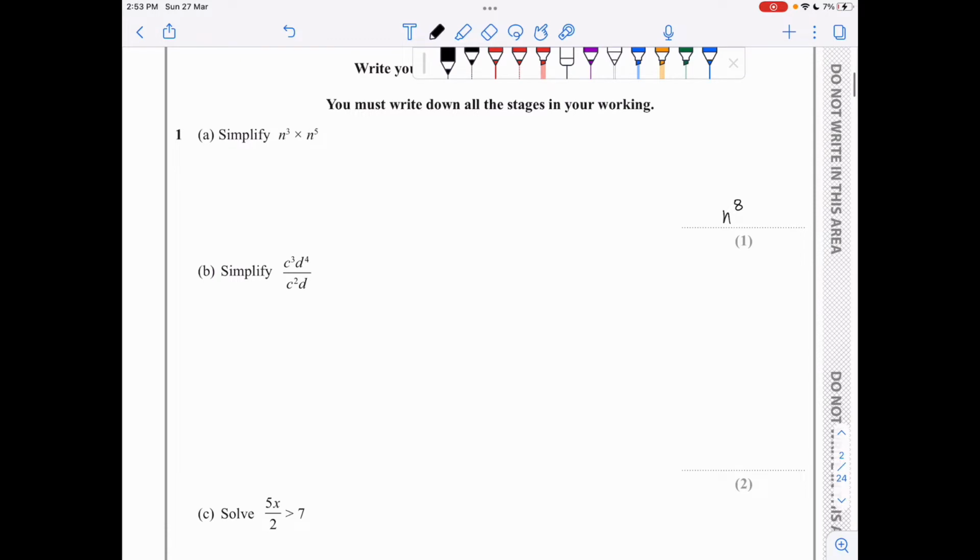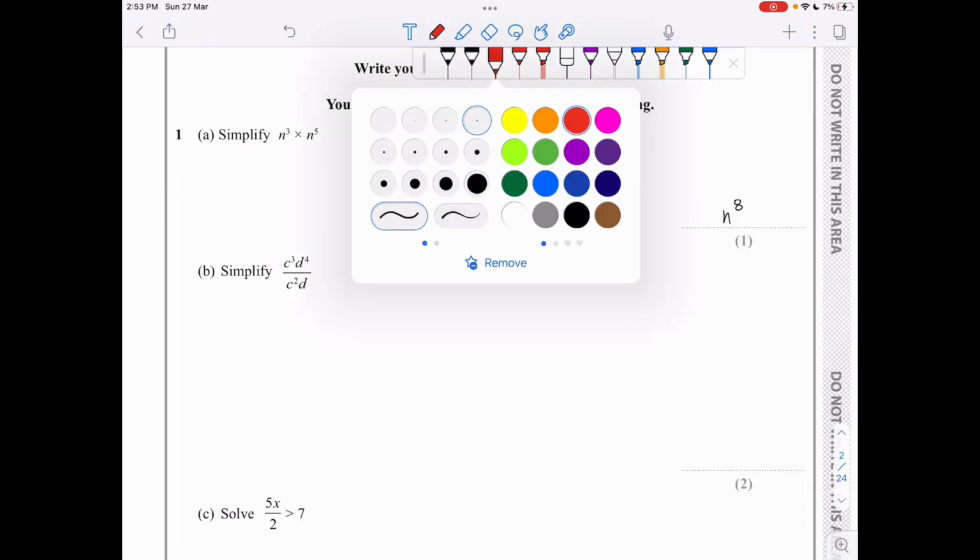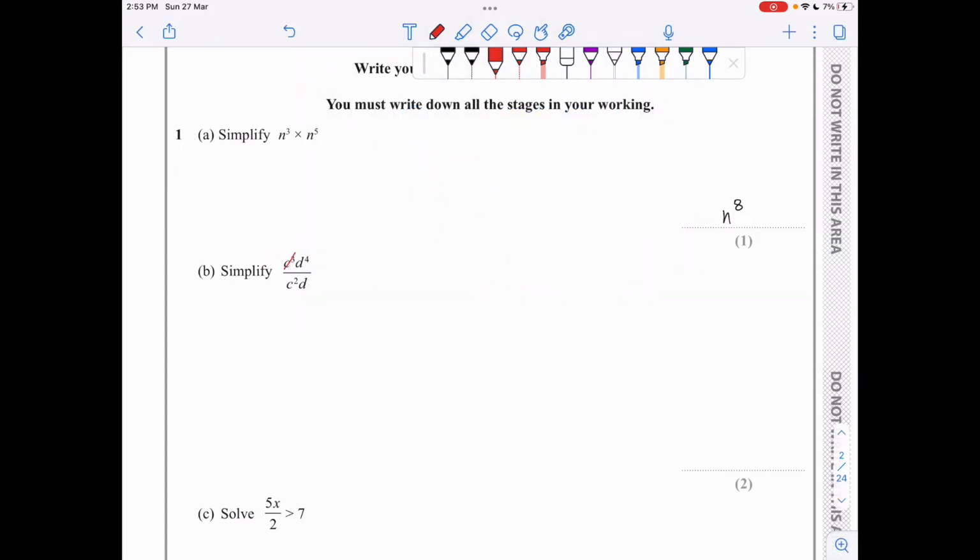And then to simplify c cubed d to the power of 4 over c squared d, I will be simplifying c cubed with c squared to give me c, and d to the power of 4 with d to give me d cubed in the numerator. So c d cubed is the final answer for part B.